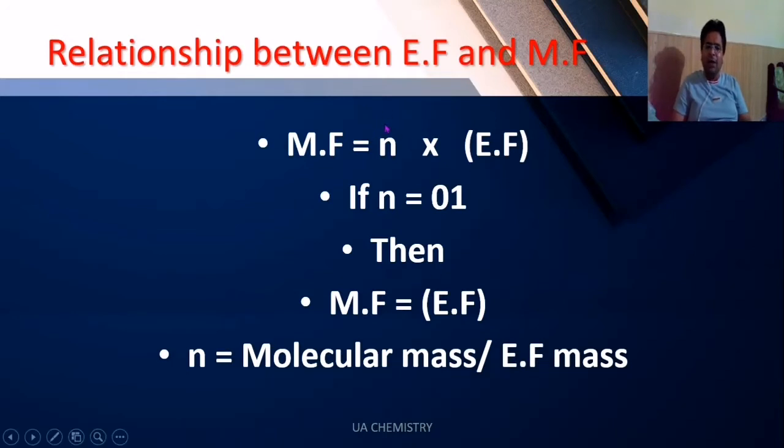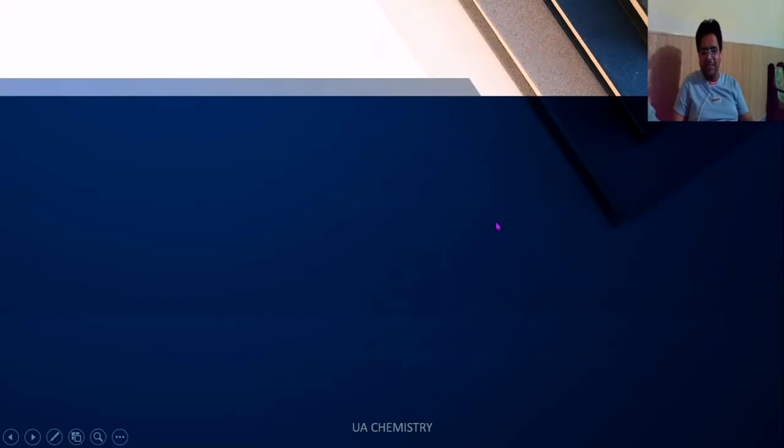n is an integer. How is this integer calculated? This integer is calculated by taking the molar mass divided by the empirical formula mass. As the molar mass of benzene is 78, the empirical formula mass of benzene is 13, since 12 plus 1 is 13. 78 divided by 13 is 6. When we multiply 6 with CH, we get the molecular formula of benzene, that is C6H6.